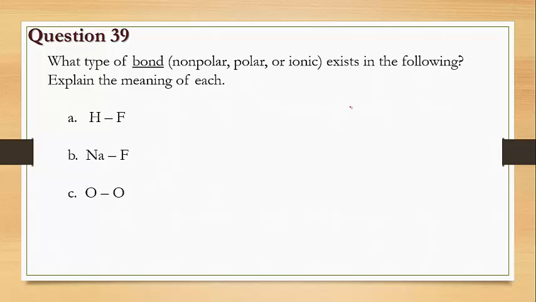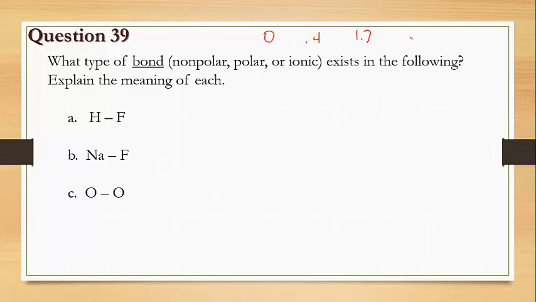All right, the next one. What type of bond, nonpolar, polar, or ionic, exists in the following? Explain the meaning of each one. Now, with this one, remember that we should be remembering a few numbers. It would be 0, 0.4, and 1.7.